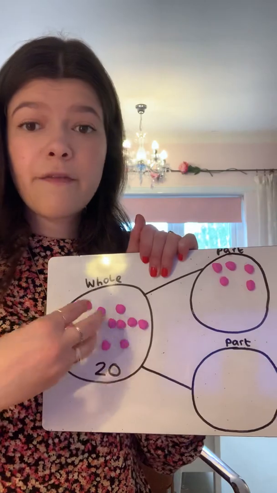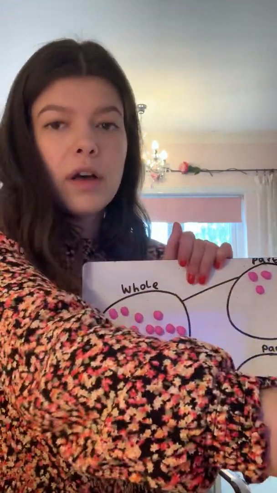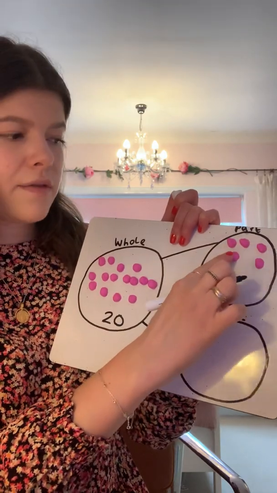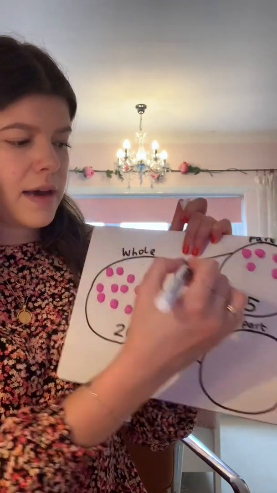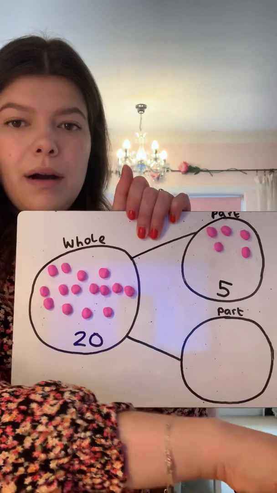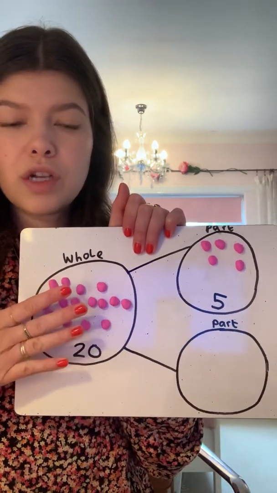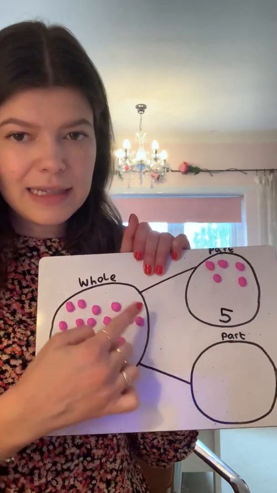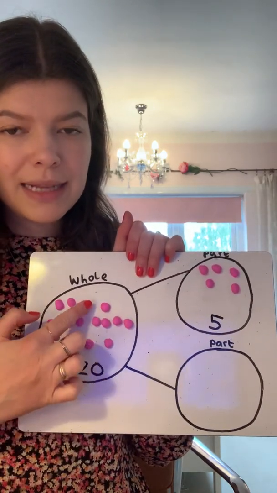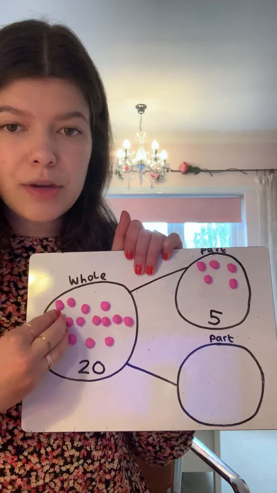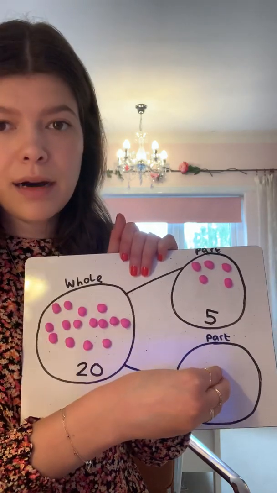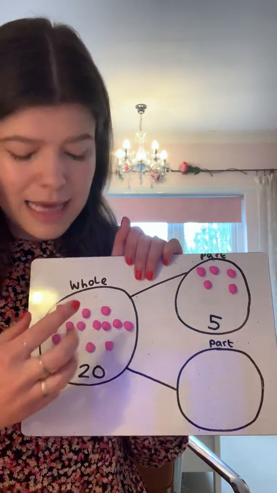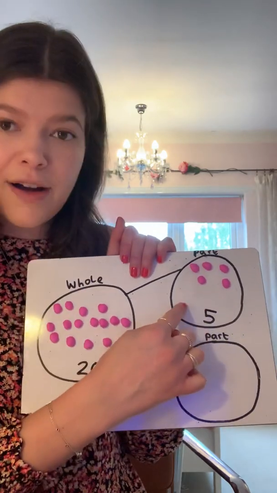Okay, so I've taken 5 away from my whole. I've put them in my first part. So I took away 1, 2, 3, 4, 5. So I write 5 in that part. I had 20 in my whole, 20 subtract 5. Now these objects that are left, I'm going to move into the second part, my other part, and count how many there are left. That will tell me what 20 subtract 5 is.